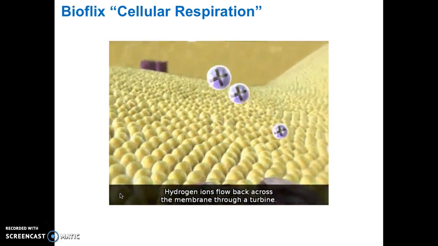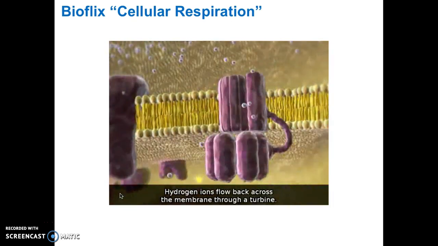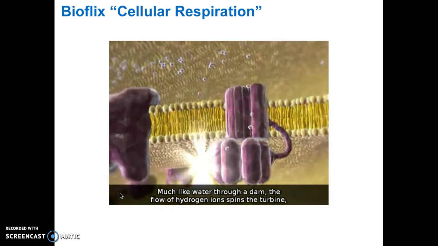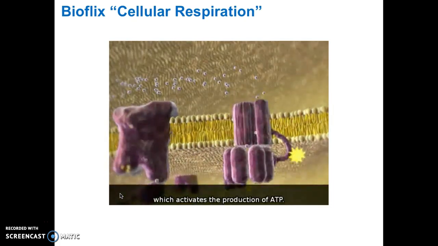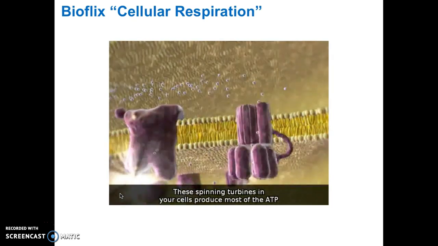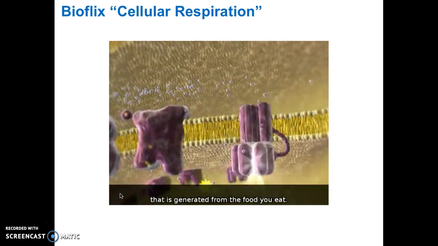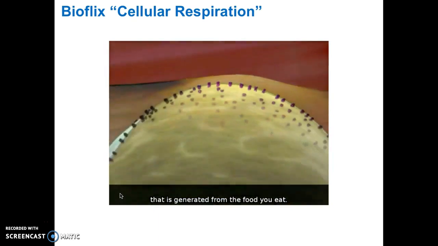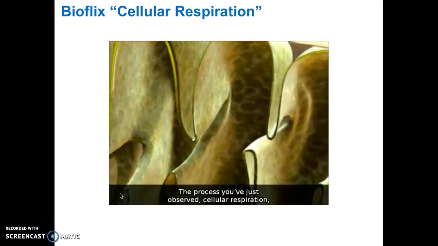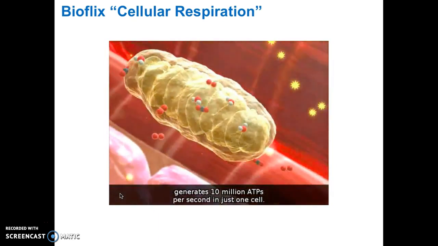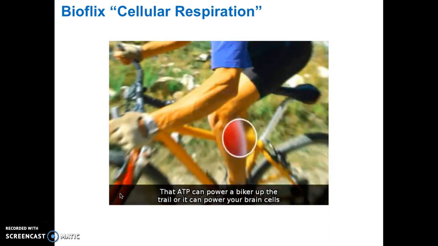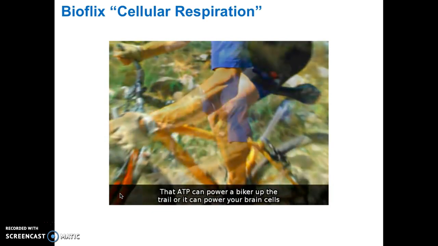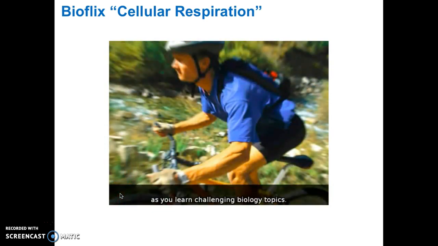Hydrogen ions flow back across the membrane through a turbine. Much like water through a dam, the flow of hydrogen ions spins the turbine, which activates the production of ATP. These spinning turbines in your cells produce most of the ATP that is generated from the food you eat. The process you just observed, cellular respiration, generates 10 million ATP per second in just one cell. That ATP can power a biker up the trail, or it can power your brain cells as you learn challenging biology topics.